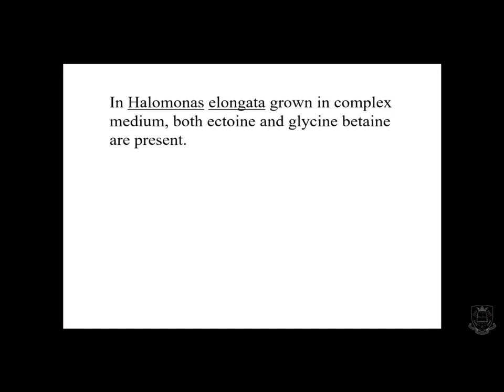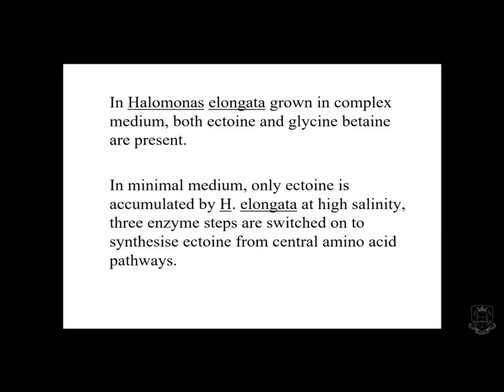But what happens is if you give them the rich medium and the choline, they'll take the easy option energetically, and they'll accumulate a lot of glycine betaine and downregulate the amount of ectoine, because the ectoine is more expensive to produce. But in the minimal medium, it's only ectoine. They don't produce any glycine betaine, because glycine betaine without the choline is more expensive to produce. So ectoine is less expensive, and it's actually a better, inverted commas, compatible solute.